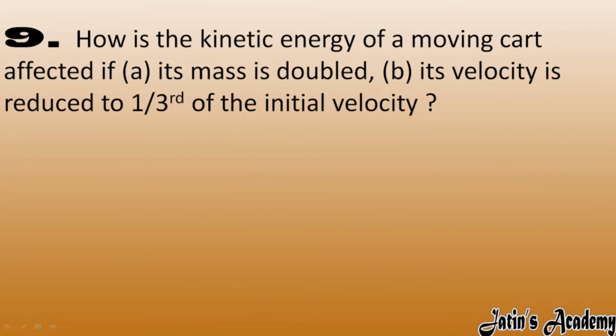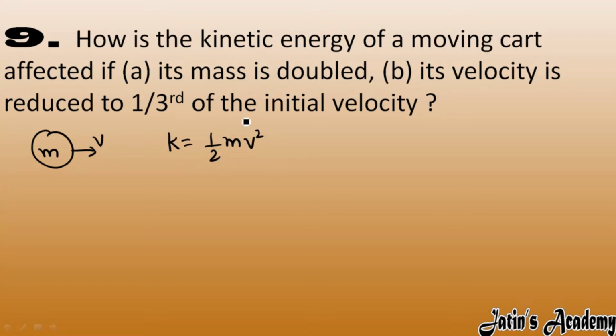Next question we have, how is the kinetic energy of a moving cart affected? First part, if its mass is doubled, and second, if its velocity is reduced to 1/3 of its initial velocity. Now if its mass is doubled, it means that its velocity remains same, and if its velocity is reduced to 1/3, it means mass is same. So for example, initially we have a body of mass m moving with velocity v. So its initial kinetic energy we have is half mv square.